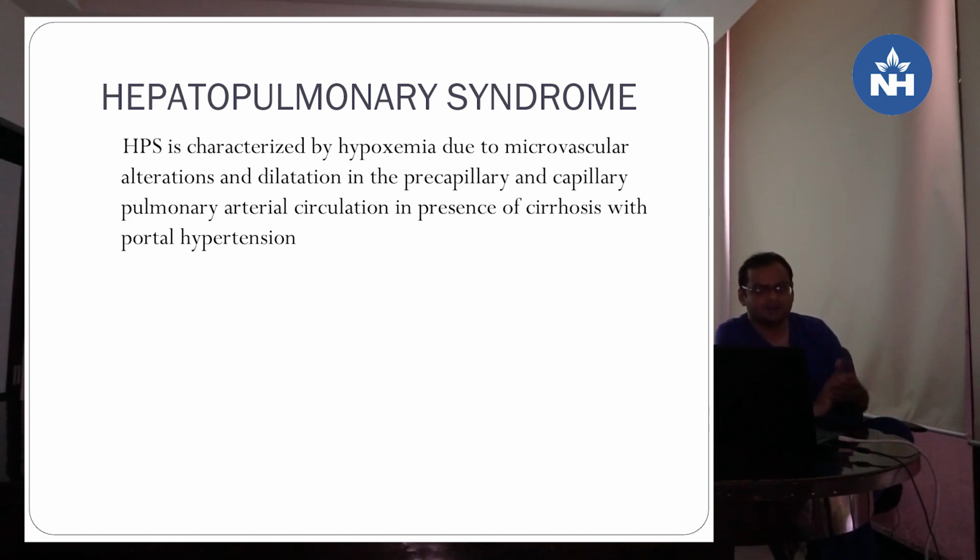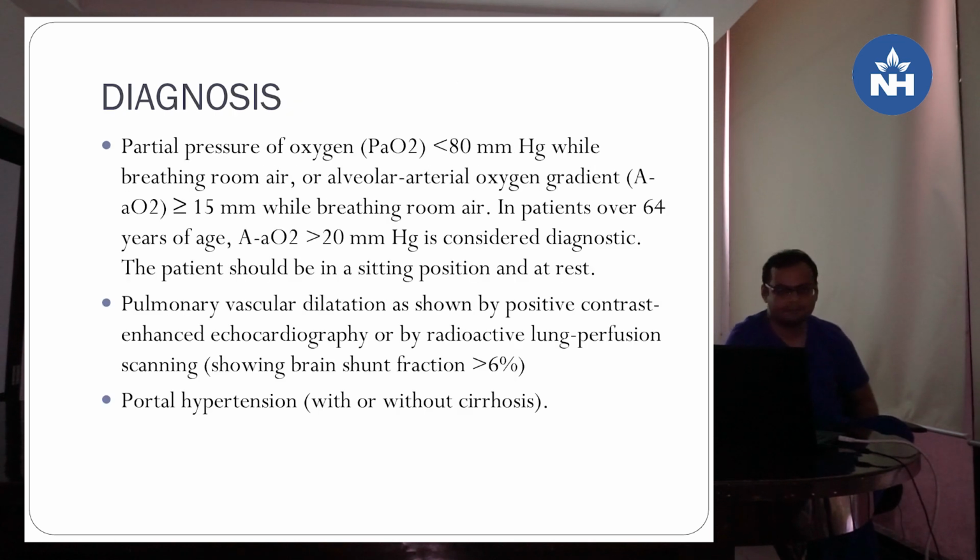Hepatopulmonary syndrome. Hepatopulmonary syndrome is characterized by hypoxemia due to microvascular alteration and dilatation of the precapillary and capillary pulmonary arterial circulation in the presence of cirrhosis with portal hypertension. So, the diagnosis is made mainly by this dilatation that causes the hypoxemia, with a partial pressure of oxygen less than 80 in room air.